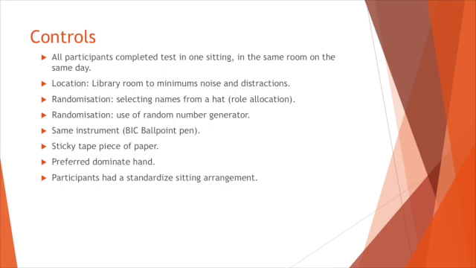Randomisation in the order in which participants carried out each condition was achieved through the use of a random number generator. Randomisation in role allocation was ensured by selecting names from a hat to choose who would start as an experimenter, participant or timer. This was required in order to control for ordering effects.